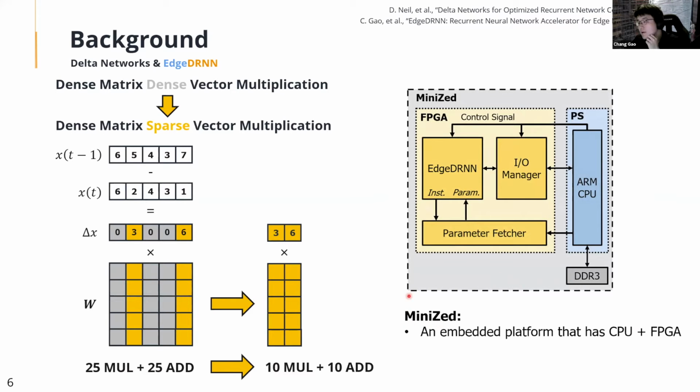Based on this algorithm, we built our accelerator called EdgeDRNN. It sits on an FPGA chip on the MiniZ platform. The MiniZ also has an ARM CPU, which is handy for you to run any other types of computations you want, other than the recurrent neural networks.